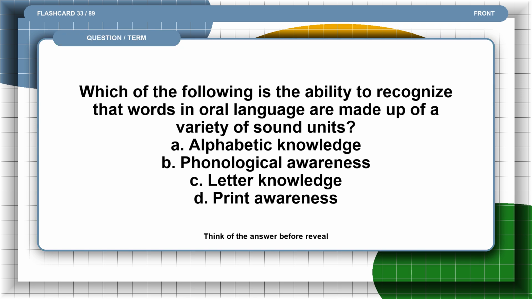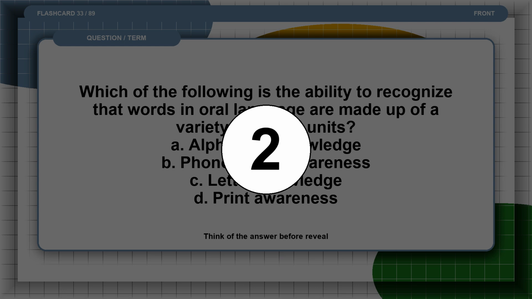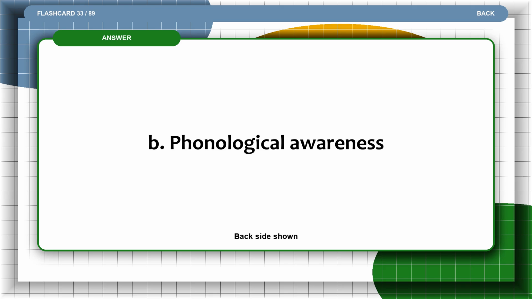Flashcard 33. Which of the following is the ability to recognize that words in oral language are made up of a variety of sound units? A. Alphabetic knowledge. B. Phonological awareness. C. Letter knowledge. D. Print awareness. Pause and think of the answer before the reveal. The answer is B. Phonological awareness.